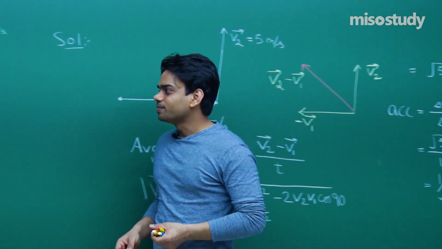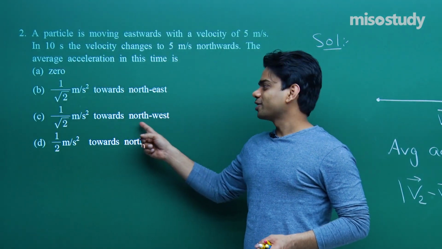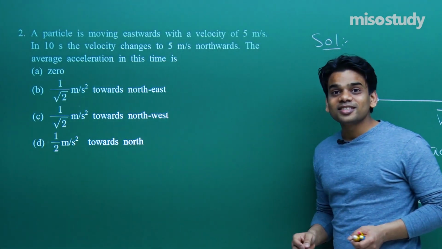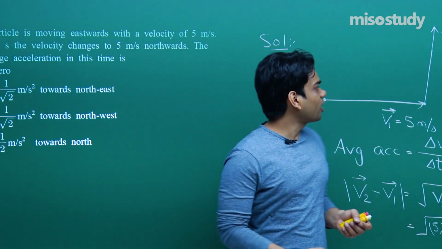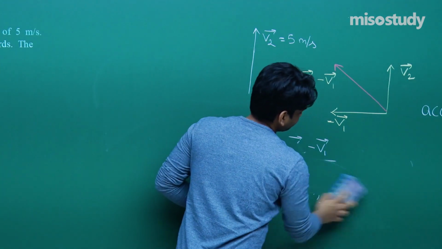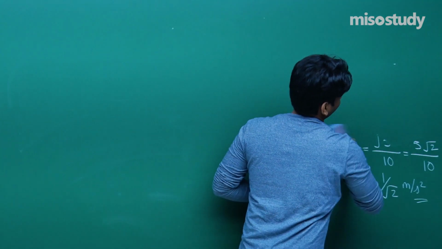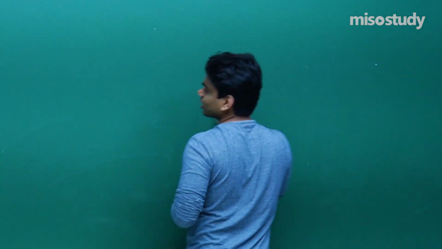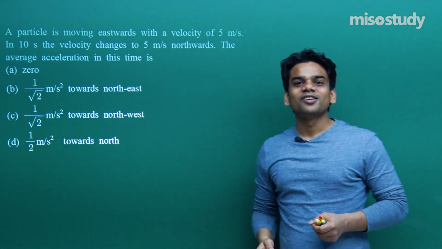So the answer will be option number C. If you observe, 1 by root 2 meter per square second towards northwest. So this is the right answer for this problem. I hope that you have got this. Let me just clear the board and we will switch to the next problem. I hope that everything is clear to you all with this one. How you are going to find out the average acceleration if you are provided with the velocities.